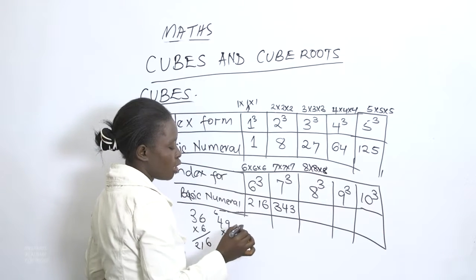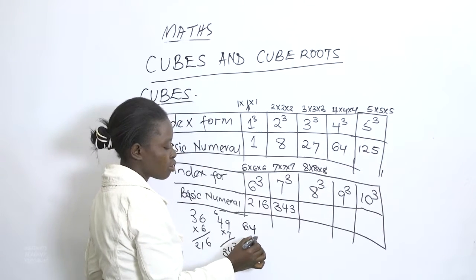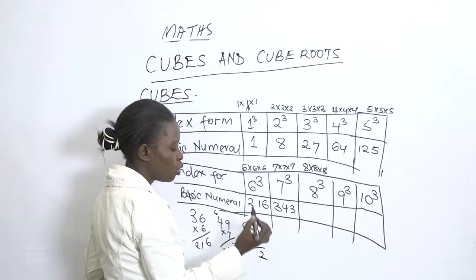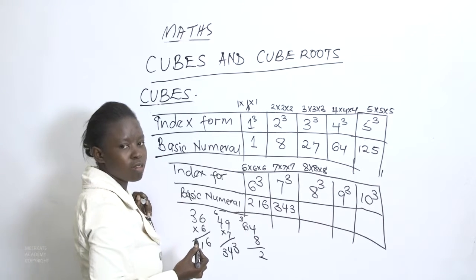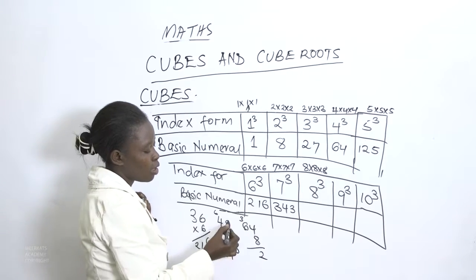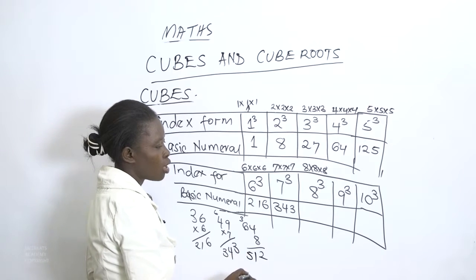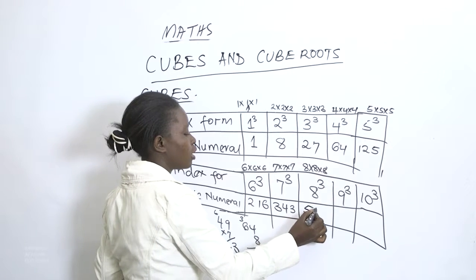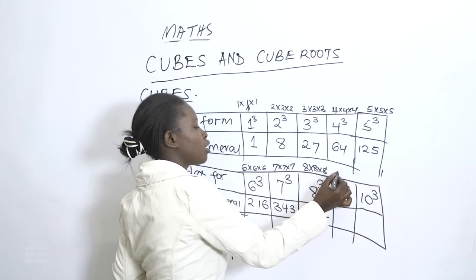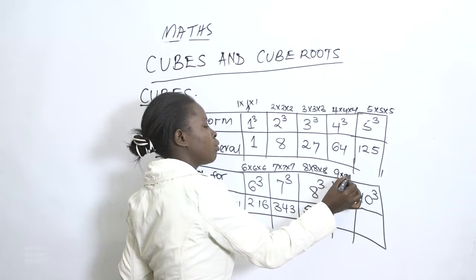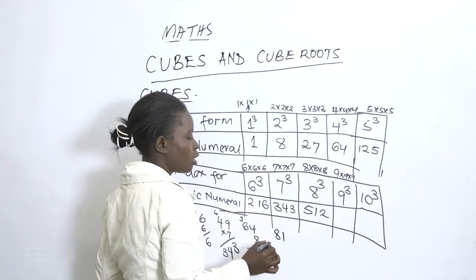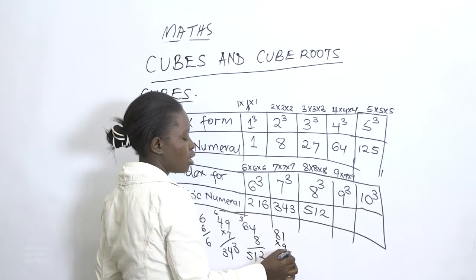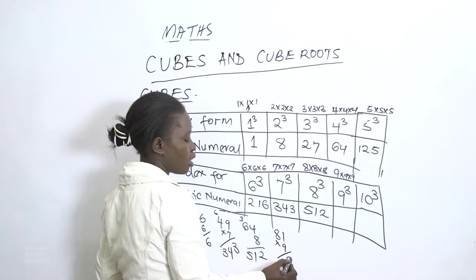Then 8 cubed simply means 8 times 8 times 8. So 8 times 8 is 64. 64 times 8, we have 4 times 8, that is 32. Write 2, carry 3. 8 times 6 is 48. 48 plus 3, we have 51. So 8 cubed is 512. 9 cubed is 9 times 9 times 9. 9 times 9 is 81. 81 times 9. 1 times 9 is 9.